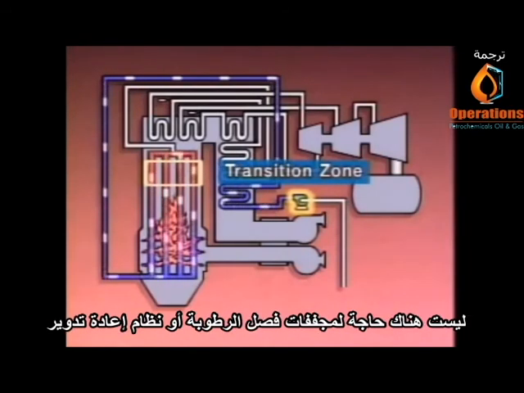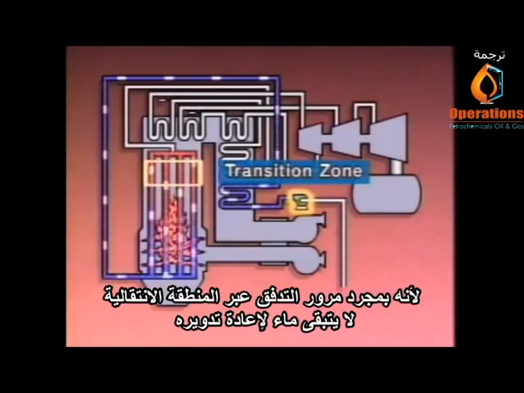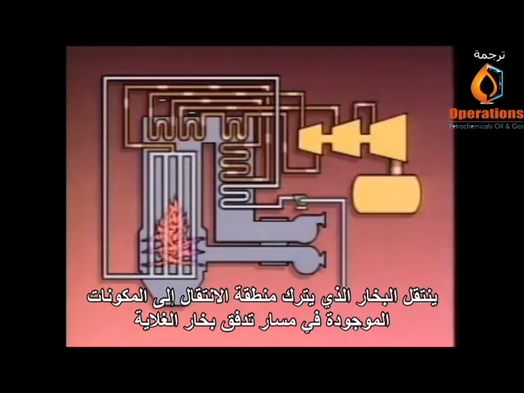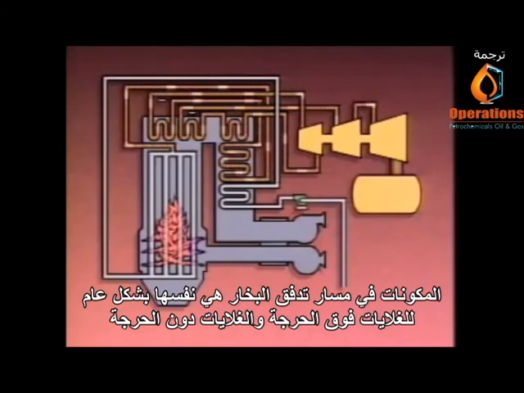There is no need for a drum, moisture separators, dryers, or a recirculation system, because once the flow is passed through the transition zone, there is no water left to recirculate. The steam that leaves the transition zone moves on to the components in the boiler's steam flow path. The components in the steam flow path are generally the same for supercritical boilers and subcritical boilers.